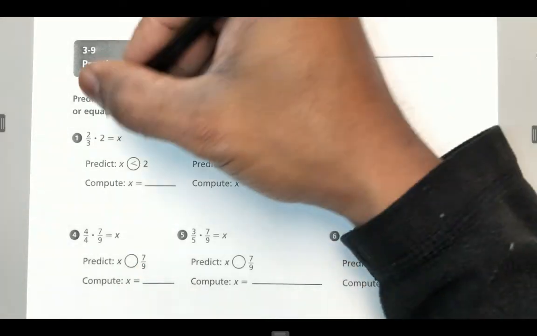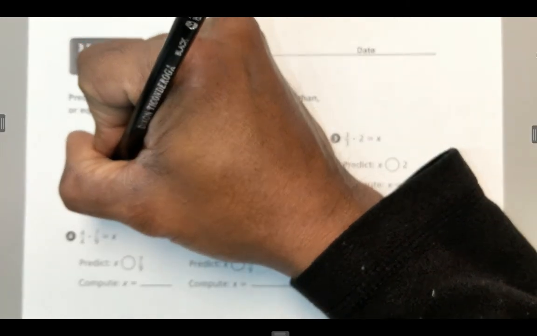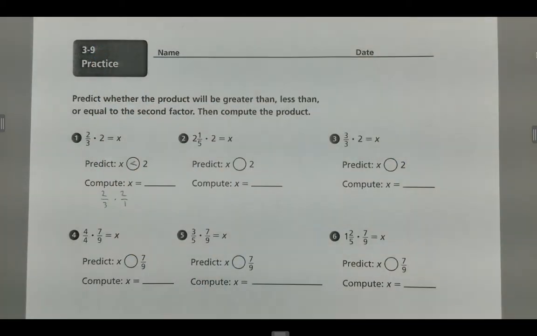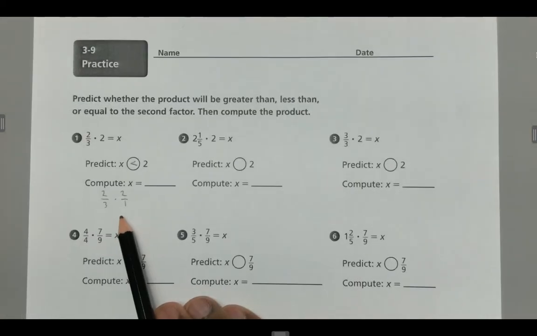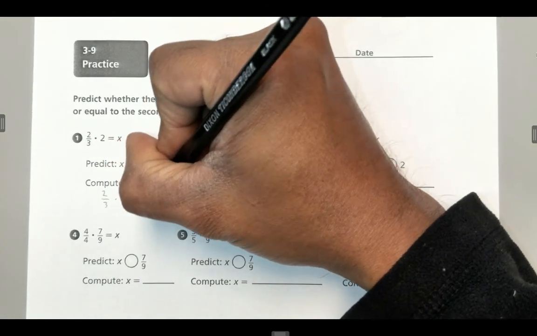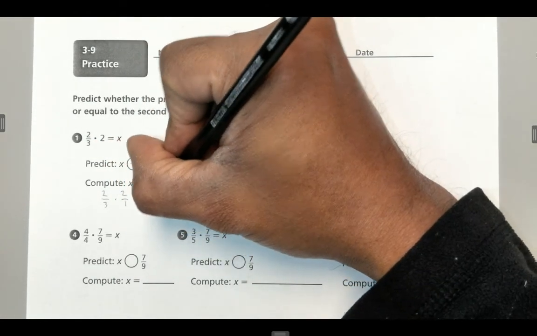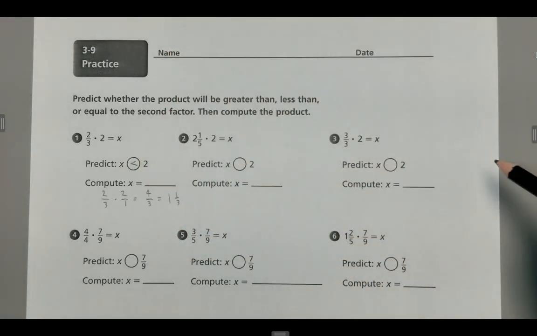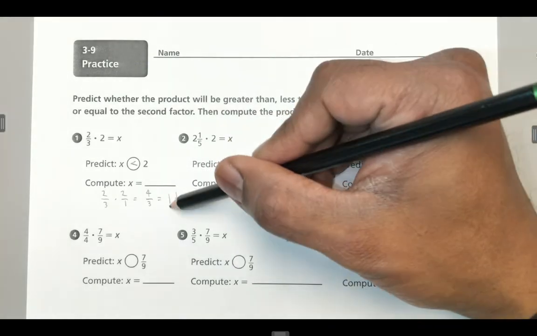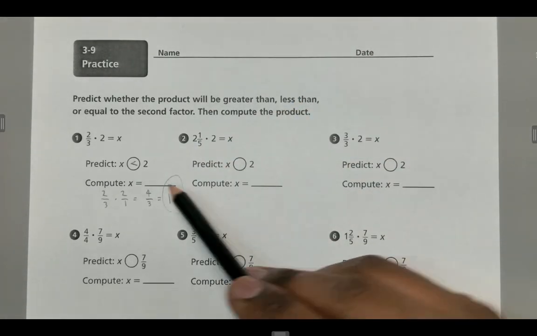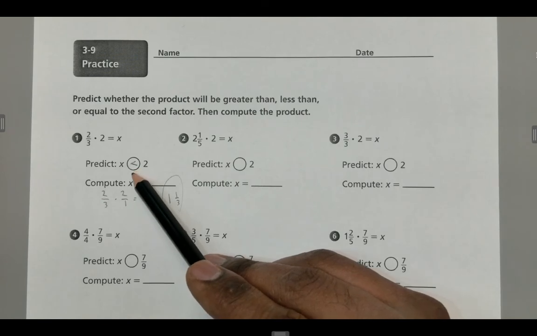All right, let's prove that. 2/3 times 2 can be shown as 2/3 times 2 over 1. Multiply across the top. 2 times 2 is 4. Multiply across the bottom. And let's convert our answer to 1 1/3, which sure enough matches the prediction. 1 1/3 is less than 2.